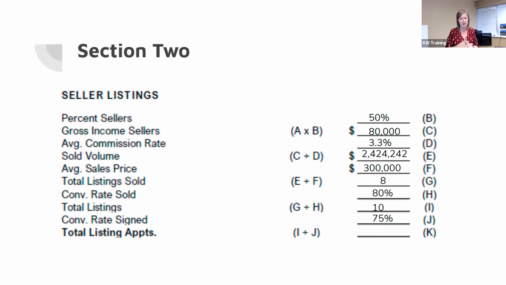The same concept here is you're going to take your I, your total listings that you had to put under contract, and divide that by your percentage conversion ratio on your listing appointments. It's going to show you how many listing appointments you need to go on.